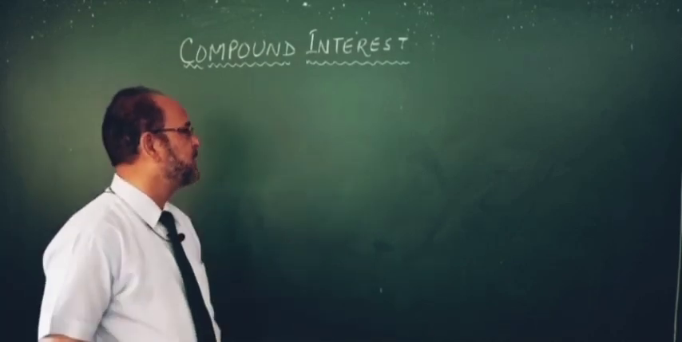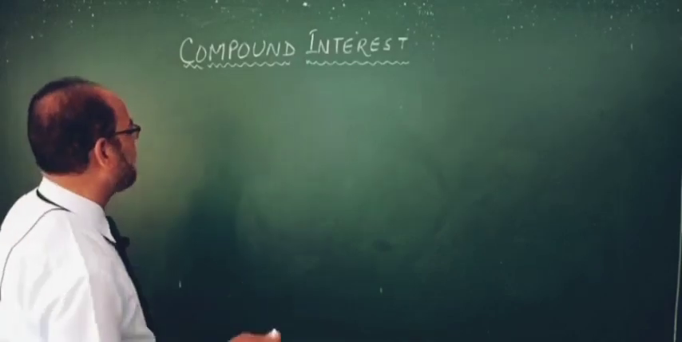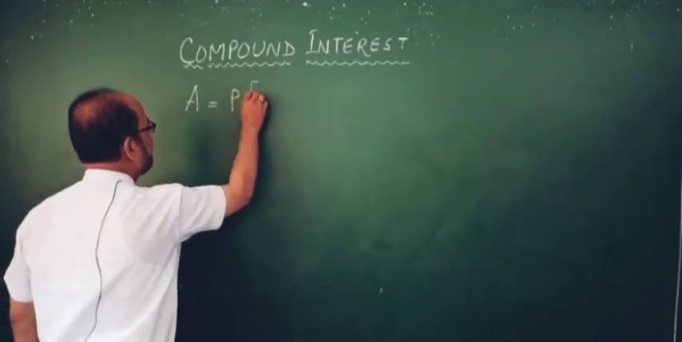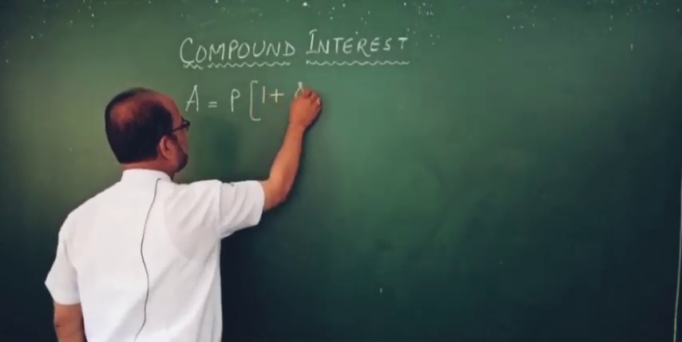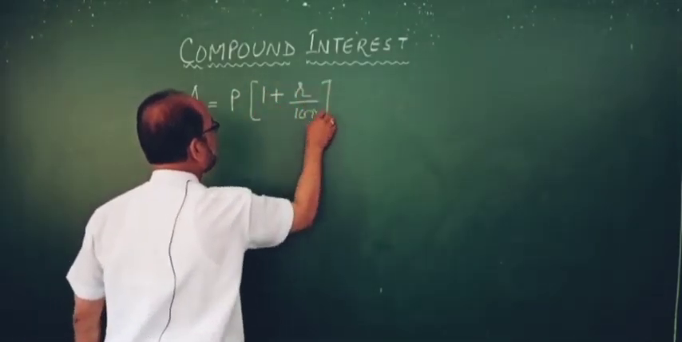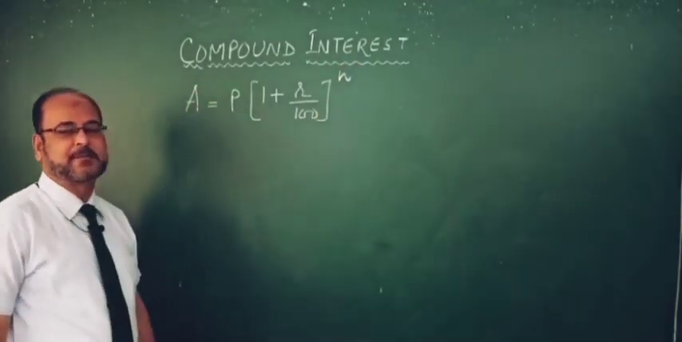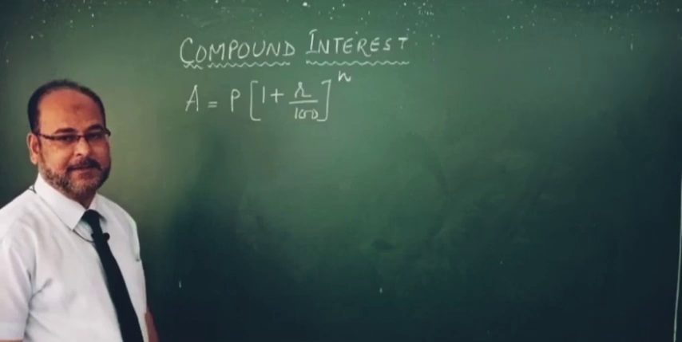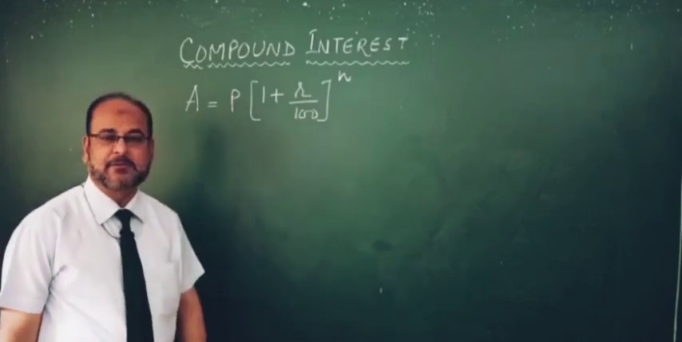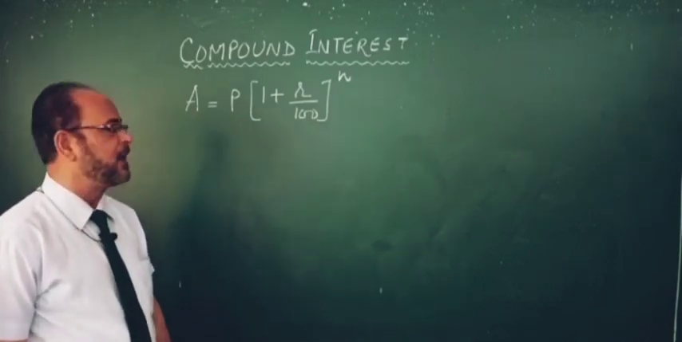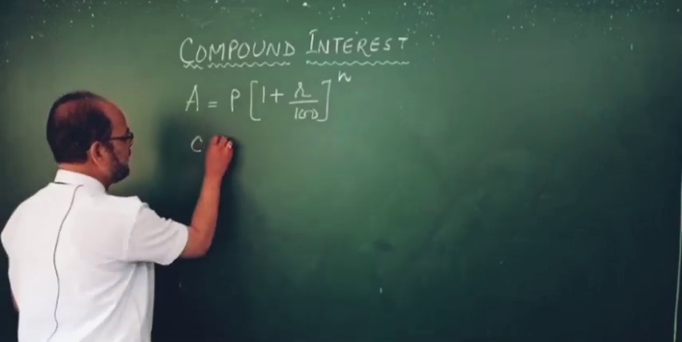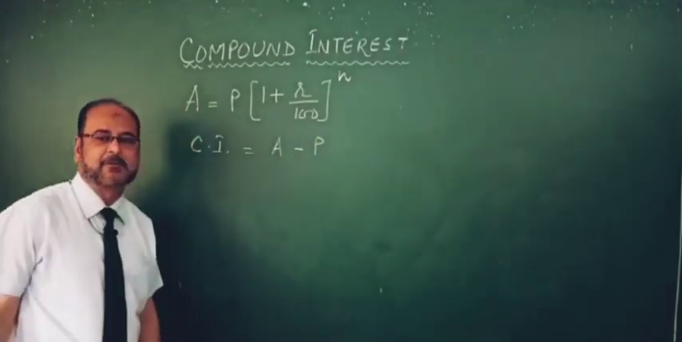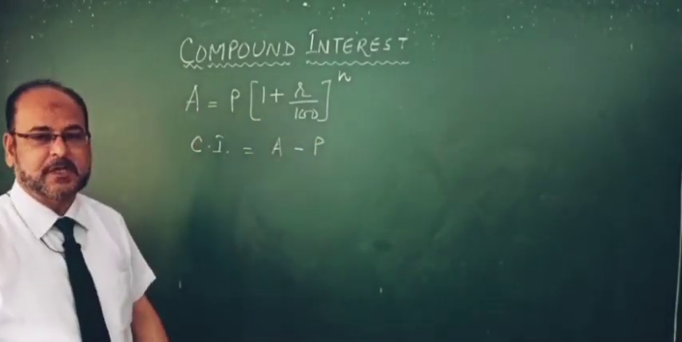So let's see how to find compound interest. The formula which we use to find amount in case of compound interest is amount equals to principal within bracket 1 plus r upon 100 to the power n. By using this formula, first we will find amount and then we will use the formula CI equals to amount minus principal, and we will come to know the answer.